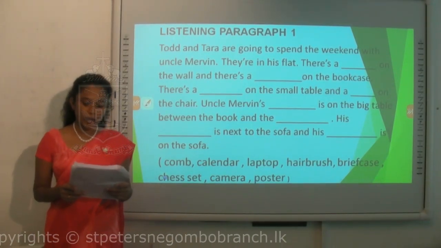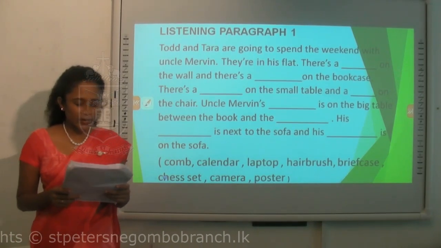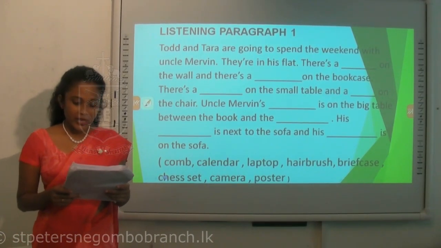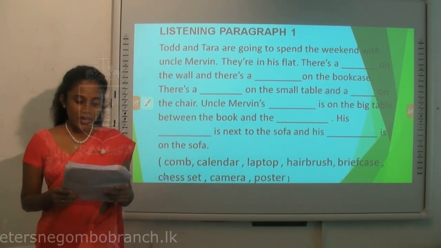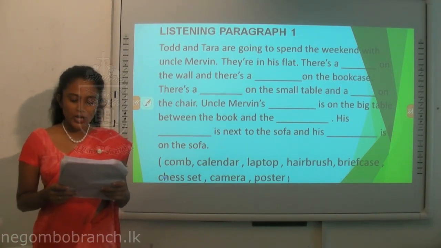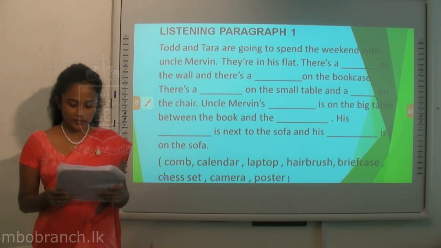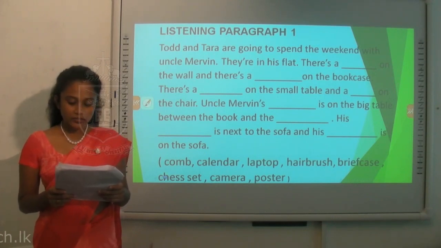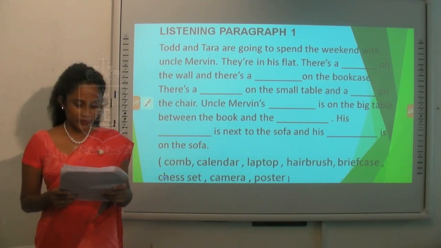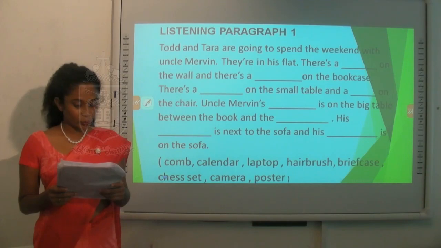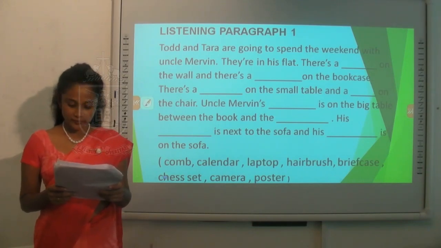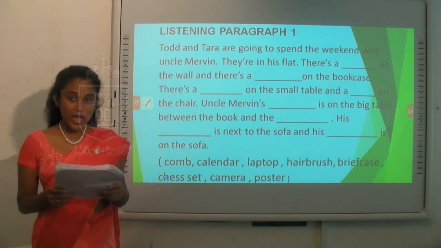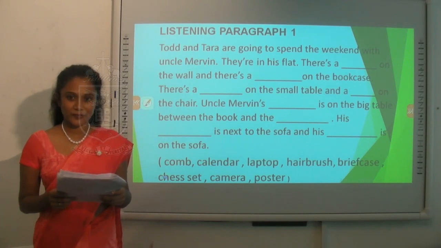Todd and Tara are going to spend the weekend with Uncle Mervyn there in his flat. There's a poster on the wall and there's a comb on the bookcase. There's a chess set on the small table and a camera on the chair. Uncle Mervin's laptop is on the big table between the book and the calendar. His briefcase is next to the sofa and his hairbrush is on the sofa.